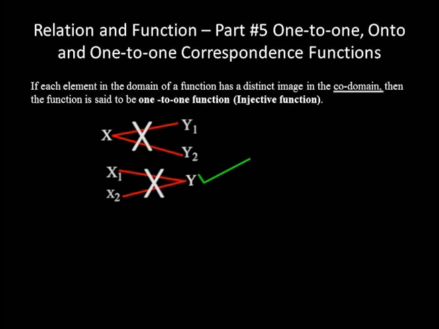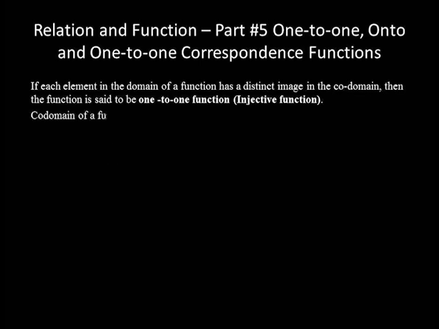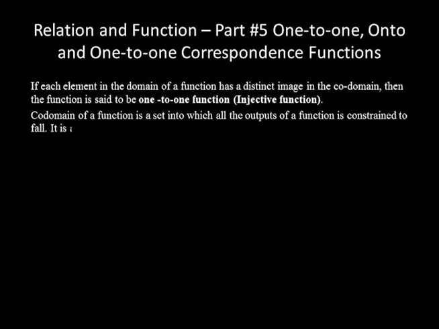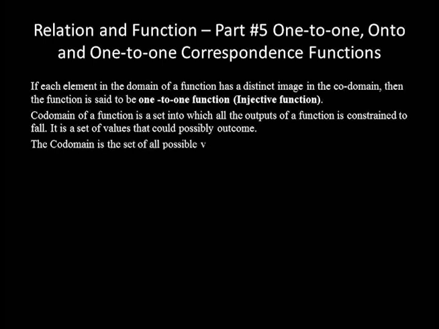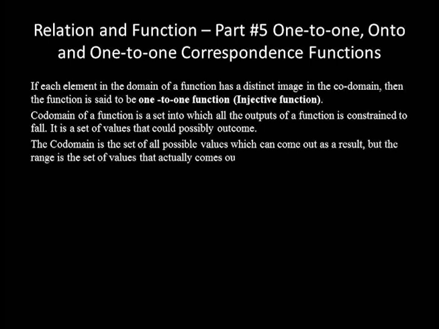The concept which we didn't come across in the previous installments of this series is codomain. Let's define what it means. Codomain of a function is a set into which all outputs of a function are constrained to fall. It's a set of values that could possibly come out. Sometimes codomain is the same as range, but other times it's different from range. The codomain is the set of all possible values which can come out as a result, but the range is the set of values that actually comes out.